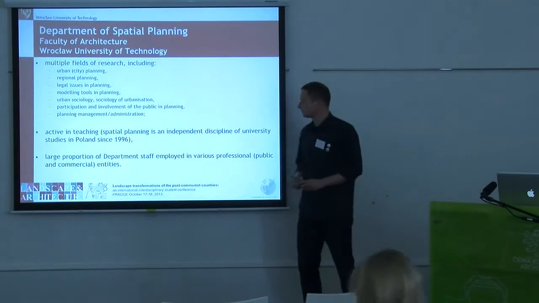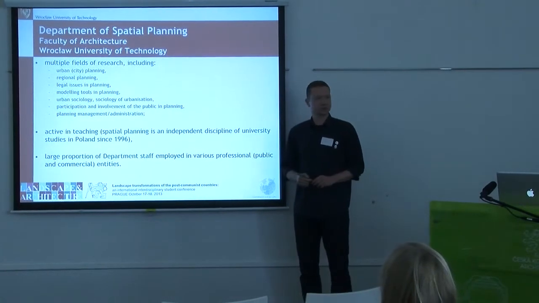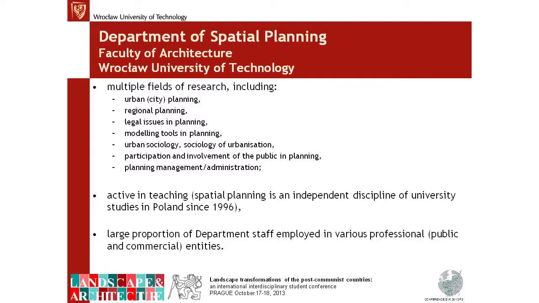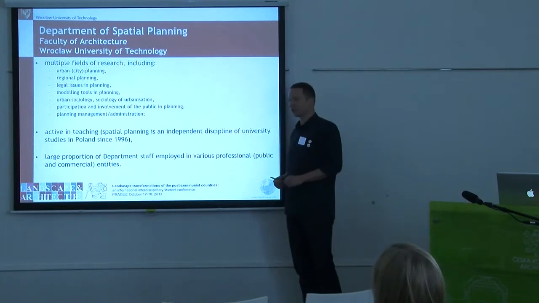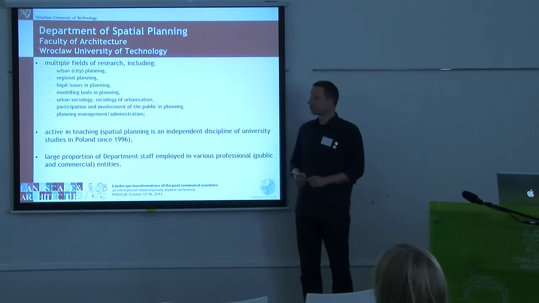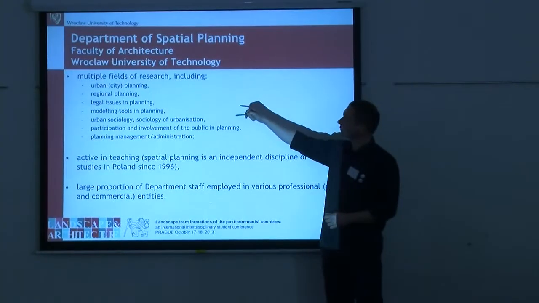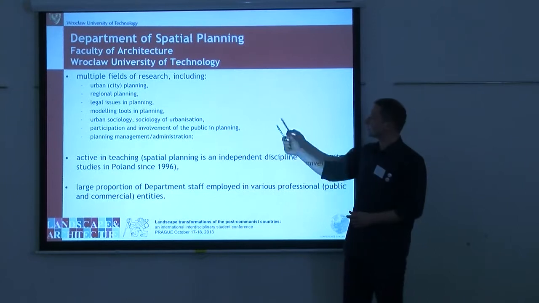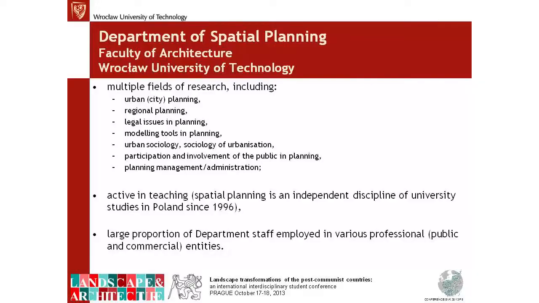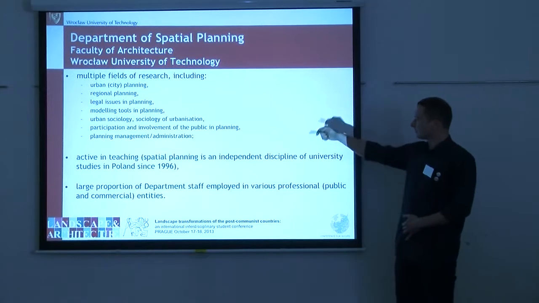Very briefly, we come from Wrocław, which is a city of roughly 700,000 inhabitants. On top of that, we probably have between 80 to 130,000 students. So for 9 months out of 12, Wrocław is a very young city. There are several universities, state universities and private as well. We come from the Wrocław University of Technology, Faculty of Architecture, and in our department, in which we are PhD students, there are multiple fields of research, such as urban or city planning, any way you prefer, regional planning, legal issues, modeling tools, which I will be mentioning, sociology, participation, as you've heard just a second ago, planning management and administration issues, being the main topics.